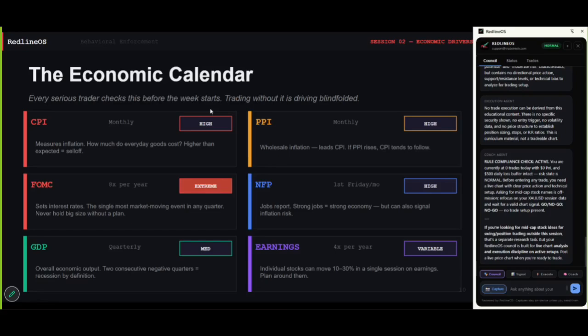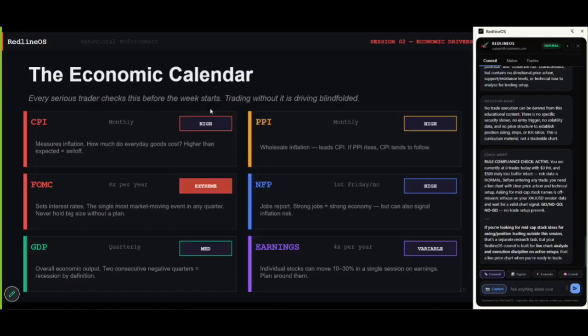FOMC happens 8 times a year. The Fed chair is going to come tell us how the economy is doing, whether it's bad or good. They increase the interest rate, they reduce the interest rate. NFP job reports: strong job numbers, the economy is doing good. Weak job numbers, the economy is doing bad.